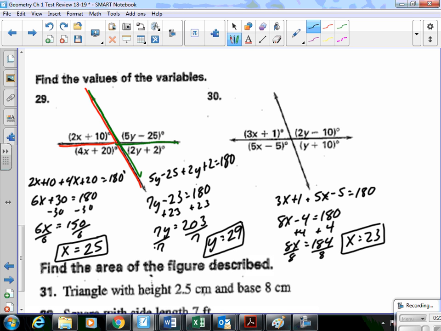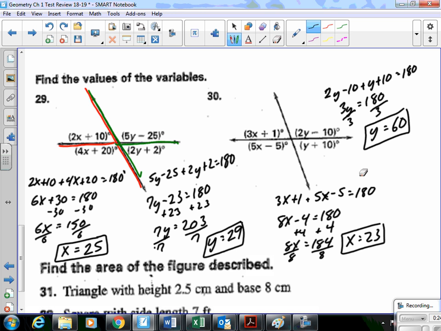And then same process for the y side. 2y minus 10 plus y plus 10 is going to equal 180 because they're a linear pair as well. 2y plus y is 3y. Negative 10 plus 10 is 0, so they disappear. So we have 3y equals 180, divided by 3, and y equals 60.